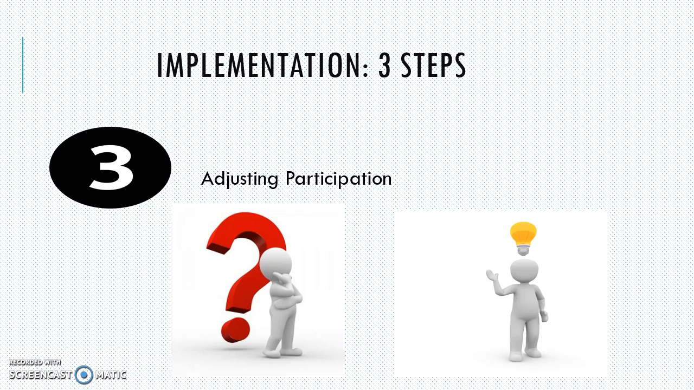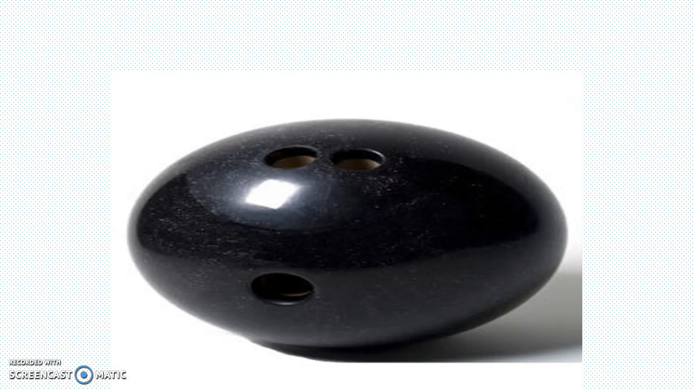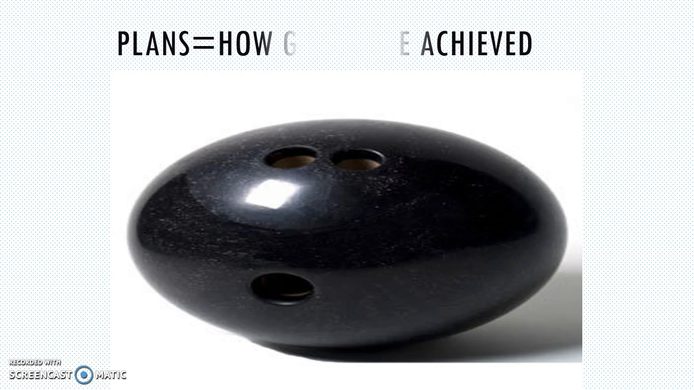We can think of the steps of implementation like bowling, so we'll go over each of the 3 steps. Before we start our game of bowling, we have our plan in place, and that's comparable to the planning step in the programming process. The bowling ball can be compared to our plans of how we are going to achieve our goal. How goals are achieved. So the bowling ball is the plan.